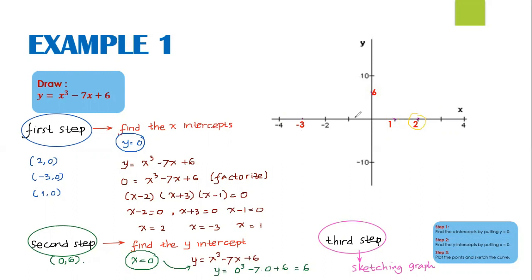Once again, I want to show you the coordinates. So this one is (-3, 0), this one is (1, 0), and (2, 0), right? Is it clear to everyone? So what about the second step? The second step is (0, 6), because this one is (0, 6). So it means here, this one is (0, 6), right?